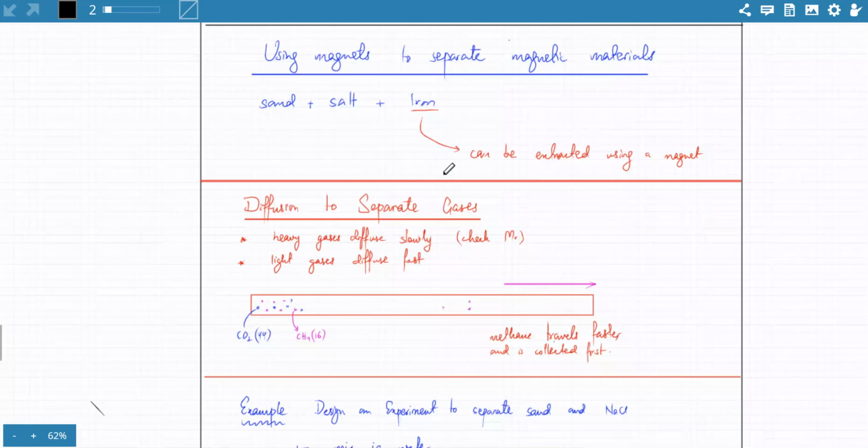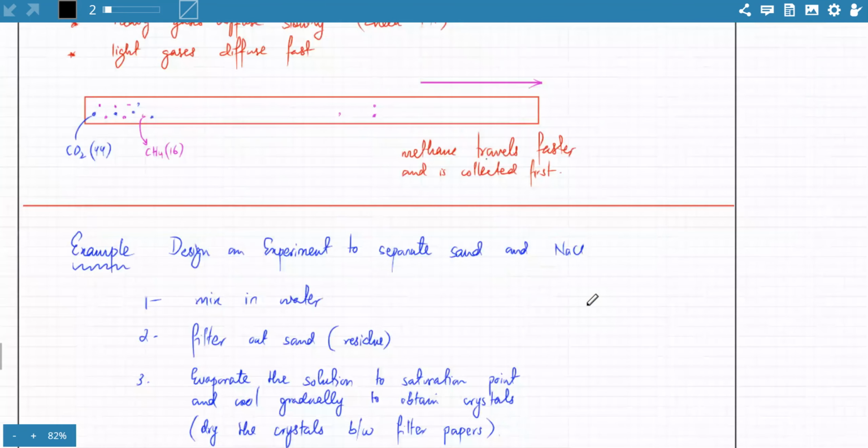You can use magnets to separate substances, especially those that get attracted to magnets, like iron nails. The other thing is you have diffusion that is used to separate gases, because heavy gases diffuse slowly and light gases diffuse fast. So if you have two gases, pass them through a pipe. The first gas that reaches the other end, that would be the light gas. So different gases would be obtained at the other end at different time intervals. Mahad, is this clear?